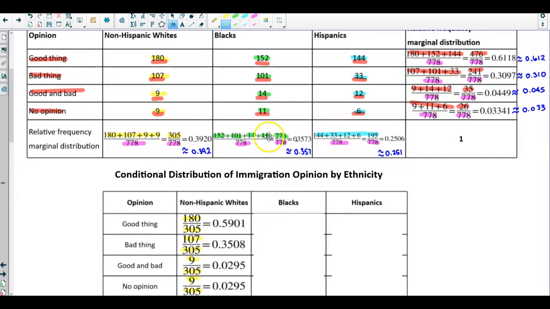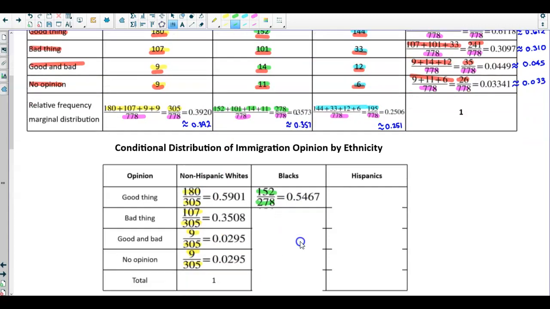Okay, now what we're going to do is take each individual value in the column for blacks and divide it by the total number of blacks in that column. So we're going to take our value of 152 and divide it by the total in that column of 278 to get 0.5467. Next, we're going to take 101 divided by the total number in that column of 278 to get 0.3633.